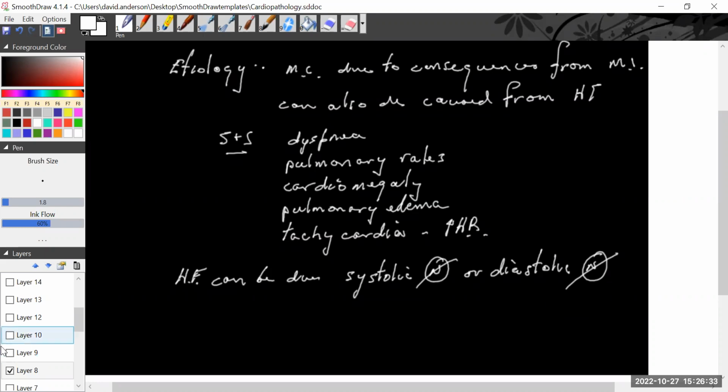So when we're looking at, let's see here, if it's a systolic problem, then we have decreased contractility.